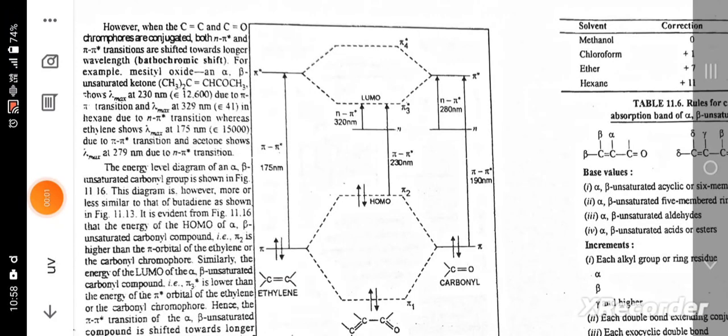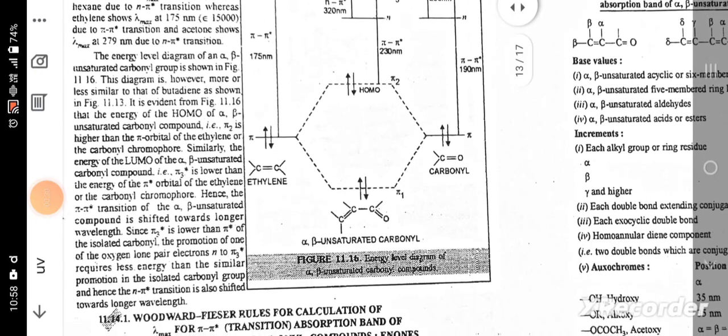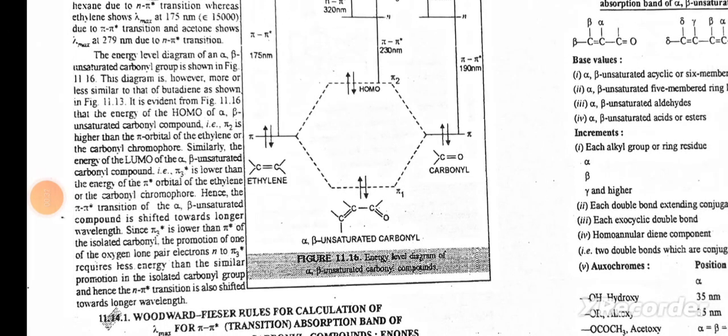However, when the C=C and C=O chromophores are conjugated, both n→π* and π→π* transitions are shifted towards longer wavelength through a bathochromic shift. For example, mesityl oxide, an alpha beta unsaturated ketone, shows absorption due to the π→π* transition and the n→π* transition, whereas ethylene shows its absorption due to a π→π* transition and acetone shows its absorption due to the n→π* transition. The energy level diagram of an alpha beta unsaturated carbonyl group is shown in figure 11.16.